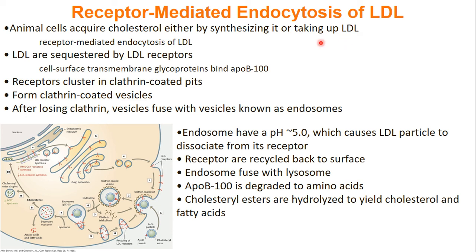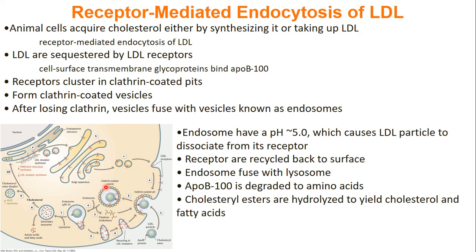And if they take it up by LDL, they do so via receptor-mediated endocytosis. So remember, endocytosis is taking something into the cell. Outside of these cells, you have these LDL receptors, shown here as the little Y sticks. These are transmembrane glycoproteins that will bind ApoB100. These receptors are in clathrin-coated pits. We talked about clathrin in Biochemistry 1. That's where you're going to find your receptors, and you get this clathrin-coated vesicle.